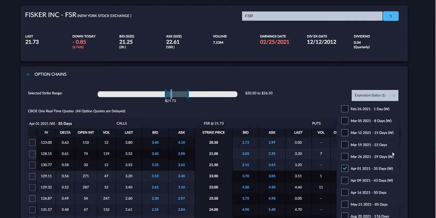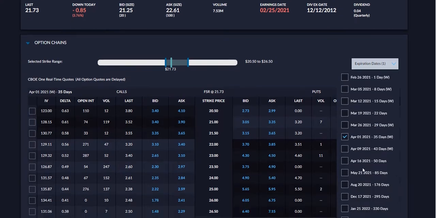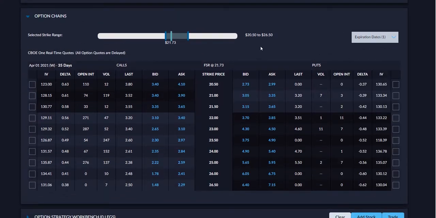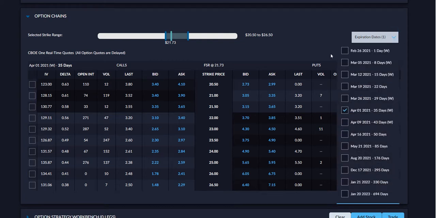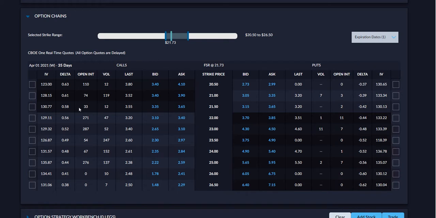So you want to pick the actual stock price. I'm going to just do 35 days for the sake of this demonstration. And everything has pretty much revolved around April 1st, and you can see the dates here. April 1st, and that's why I have all the calls, which is what we're going to do, on this side, and the puts are on this side. We're only focusing on the calls.